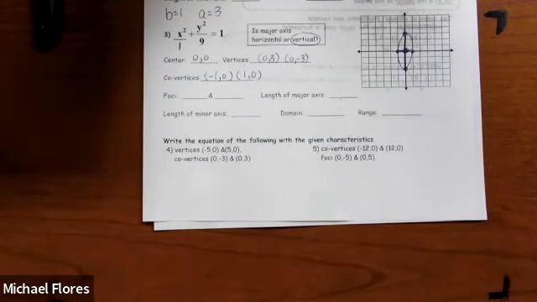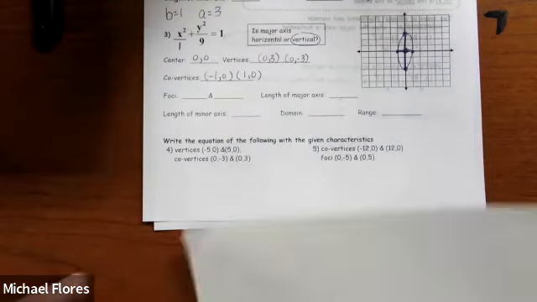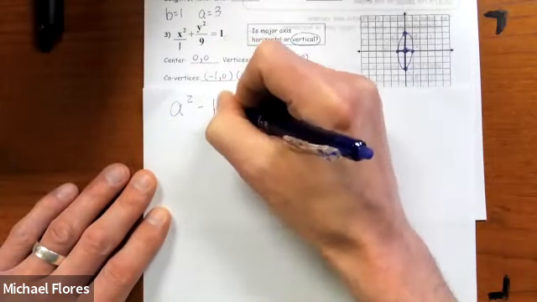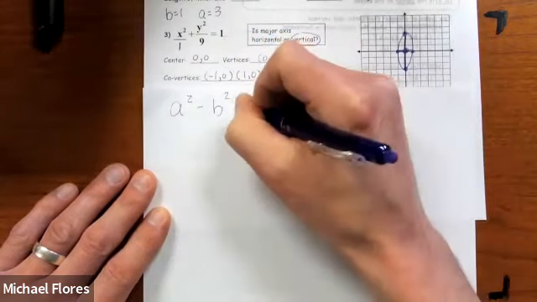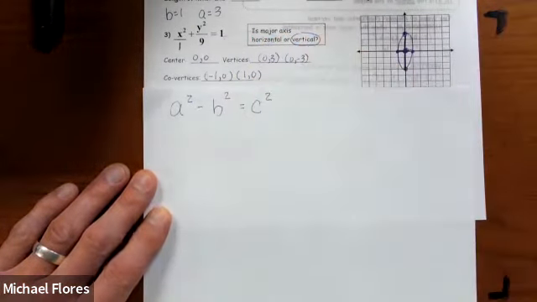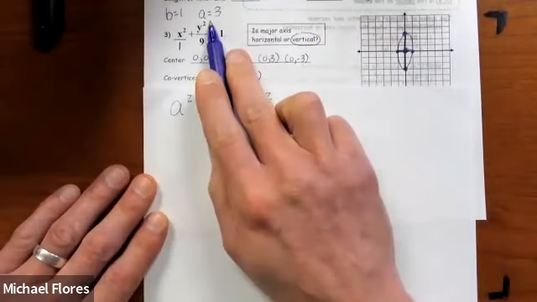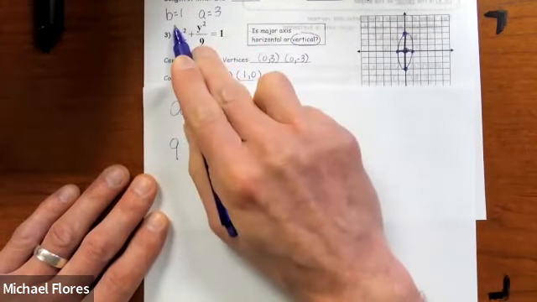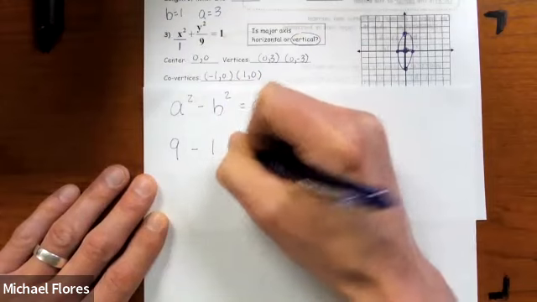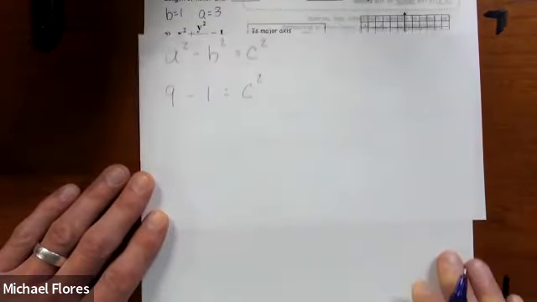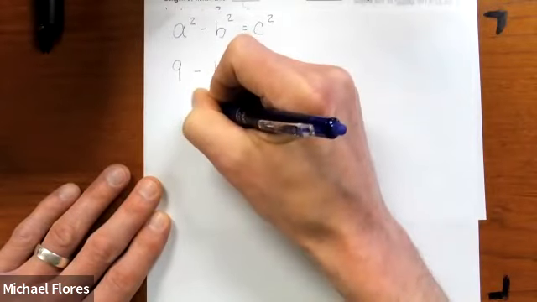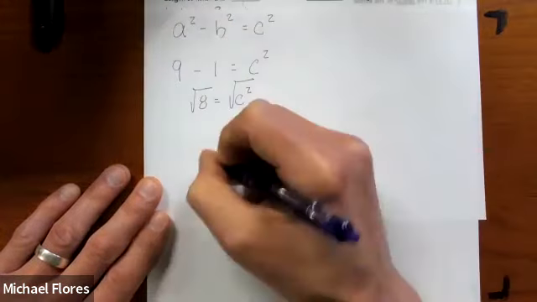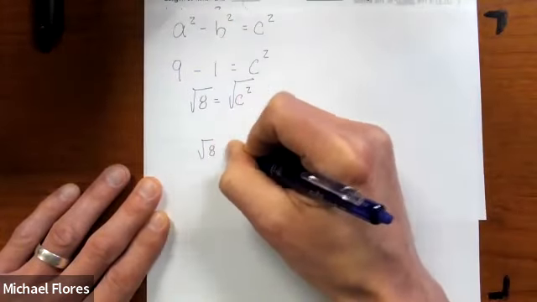Now we have to figure out what the focus is. Let me get my separate sheet of paper once again. Write down that formula for you. A squared minus b squared equals c squared. Our a value is 3, square it to get 9, minus our b value is 1, square it to still get 1. And we're trying to solve for c. Square root. I'm going to leave that for right now as the square root of 8.